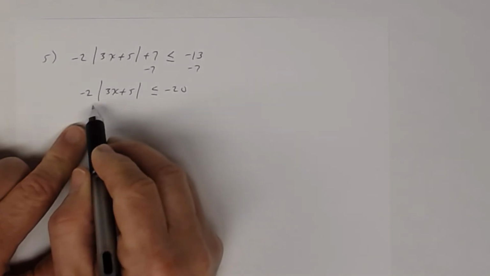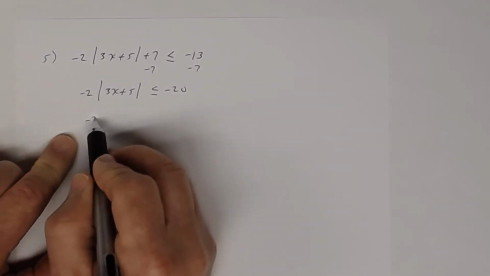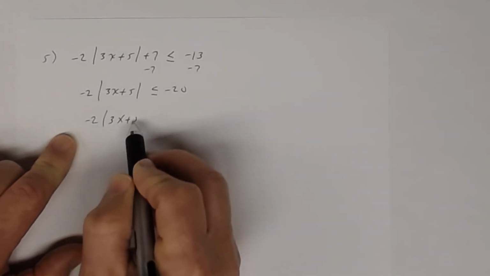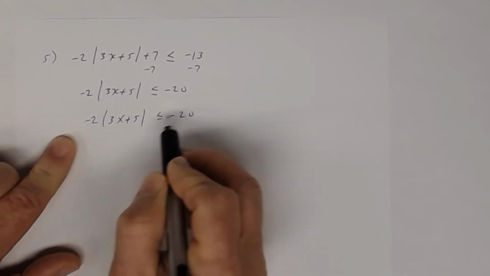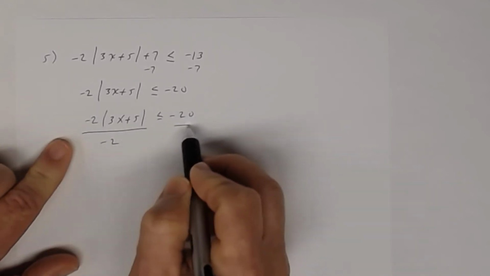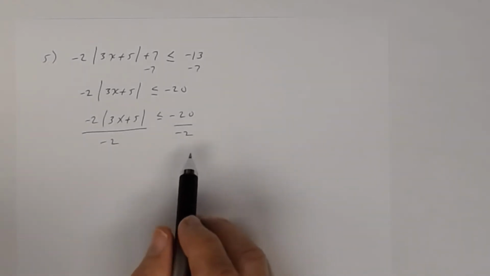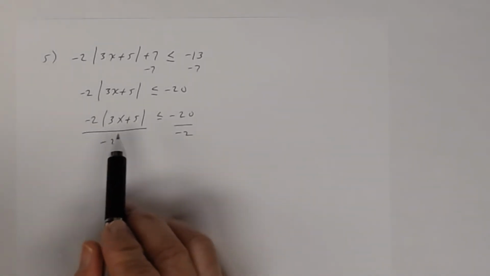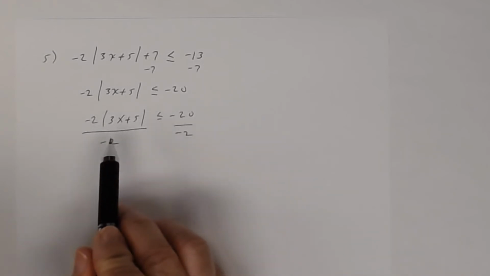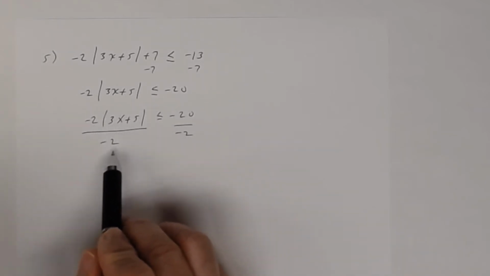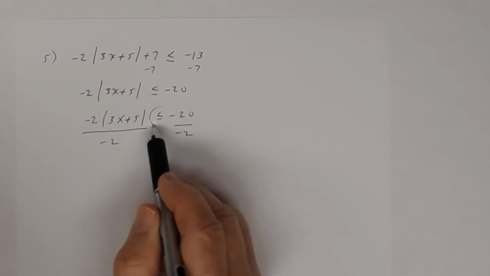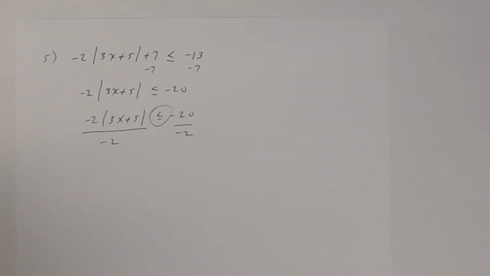The next thing you have to do, and I'm going to go ahead and rewrite this over, is divide both sides by -2. Now remember, we talked in previous lessons about inequalities that when you multiply or divide both sides of an inequality by a negative number, which I am, you have to reverse that inequality symbol.